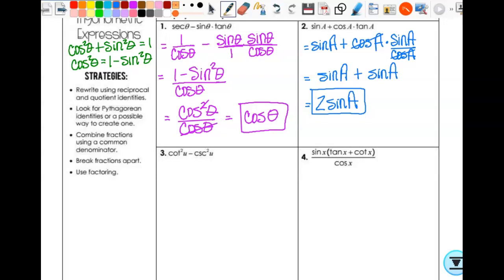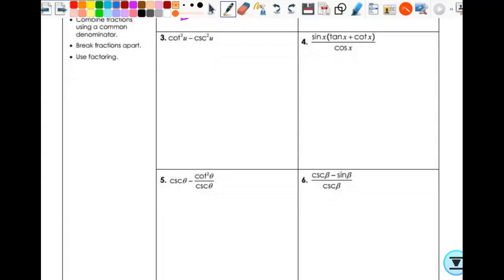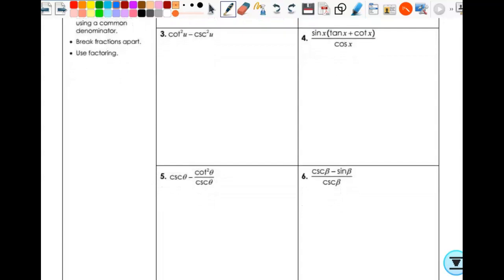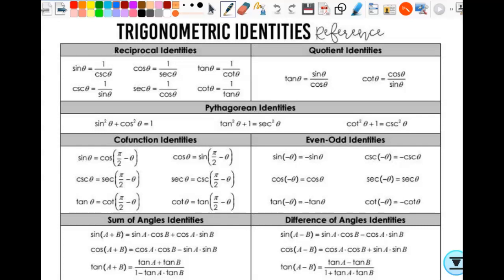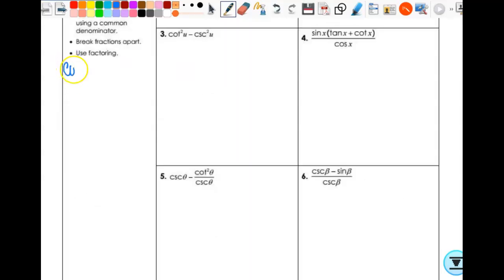And I already have squareds, so I have a Pythagorean identity I can use. I have cotangent squared plus 1 equals cosecant squared, right? So let's write that down. If I can get back over here. I have cotangent squared theta plus 1 equals cosecant squared theta. That's my identity. So since this equals cosecant squared, I can substitute it in right here.